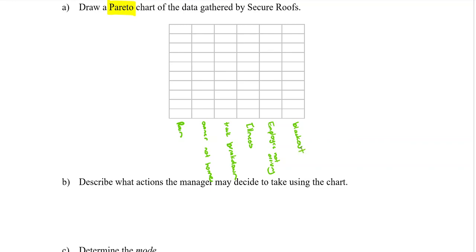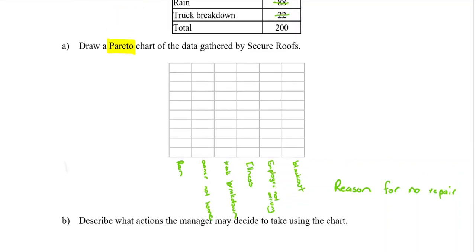Okay, so this is a graph. I do need to label my axes. So this is going to be the reason for no repair taking place. I'm just going to say no repair. Reason for no repair for these poor people's roof. Hope it wasn't rain because they're getting wet, anyway.